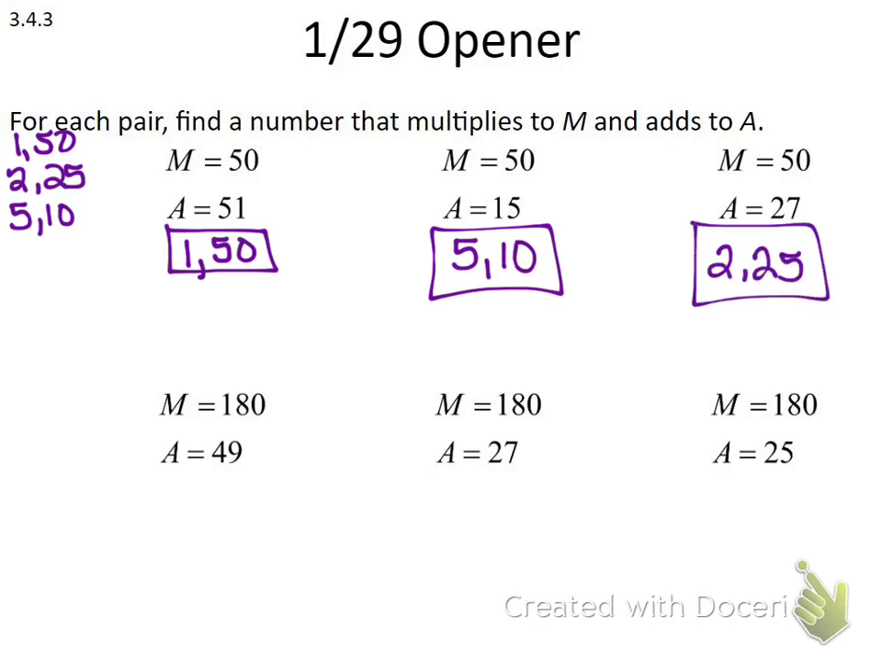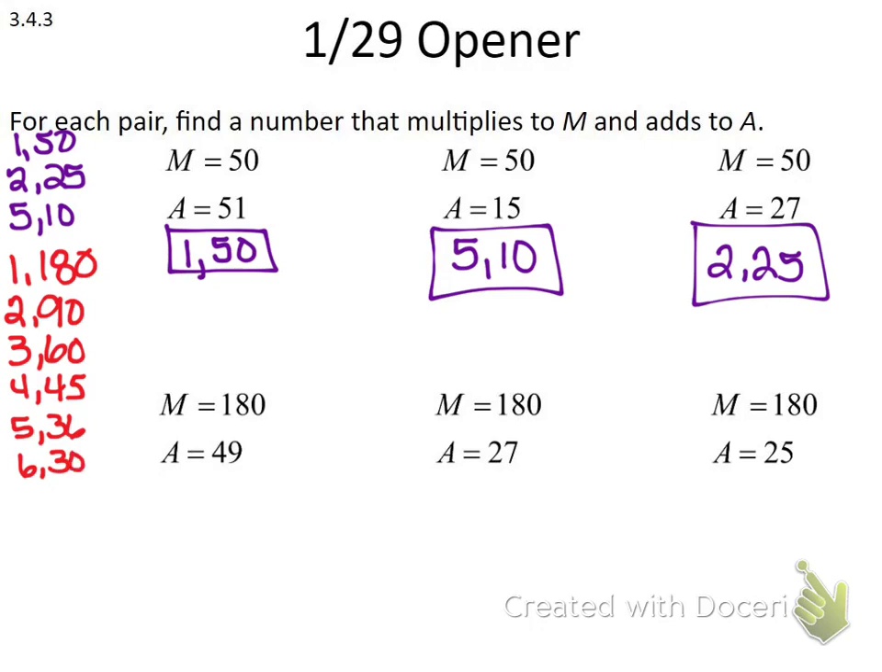Questions on how we got the top 3? All right, let's look at the bottom. Can I do the factors for 180? All of them? Yes, please. Okay, so we're going to do the factors of 180. And there's a lot. So 1 and 180, 2 and 90, 3 and 60, 4 and 45, 5 and 36, 6 and 30, 9 and 20, 10 and 18, and 12 and 15.